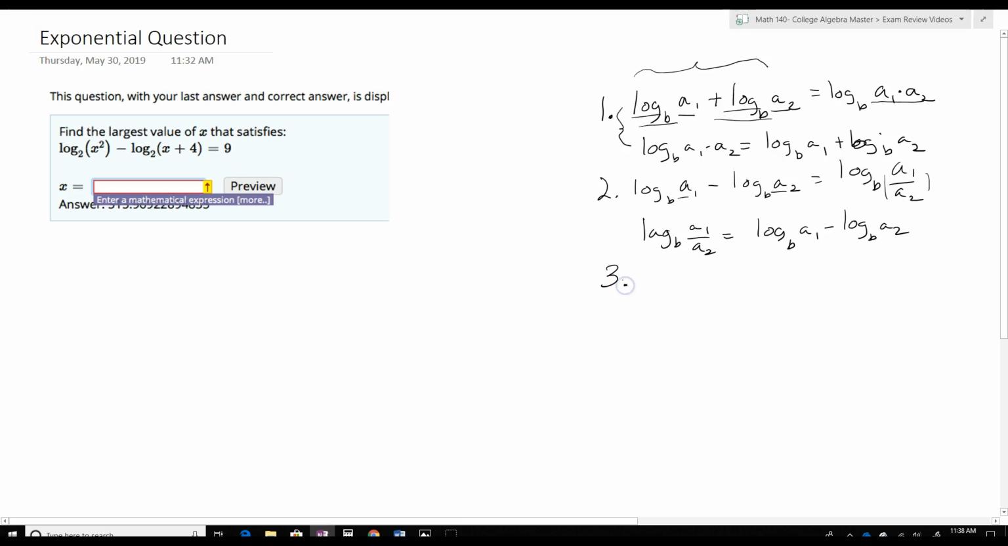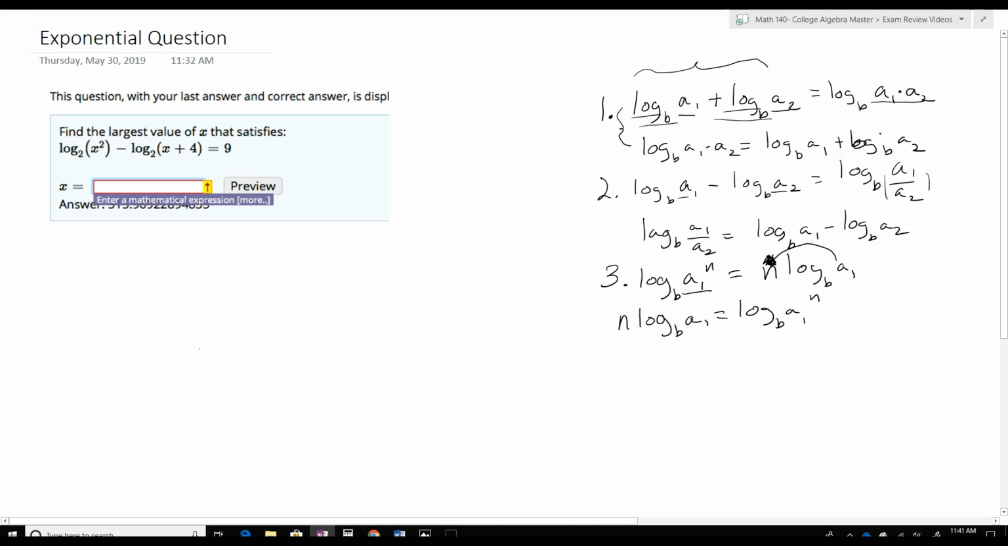And then we have a third one. If I have log base b of a1 to the n, that'll end up equaling n times log base b of a1. So basically a power inside of the logarithm ends up multiplying outside of the logarithm. That actually has to do with how exponentials work too, and that's somewhat inside of our lessons as well. And consequently, again, n times log base b of a1 equals log base b of a1 to the n.